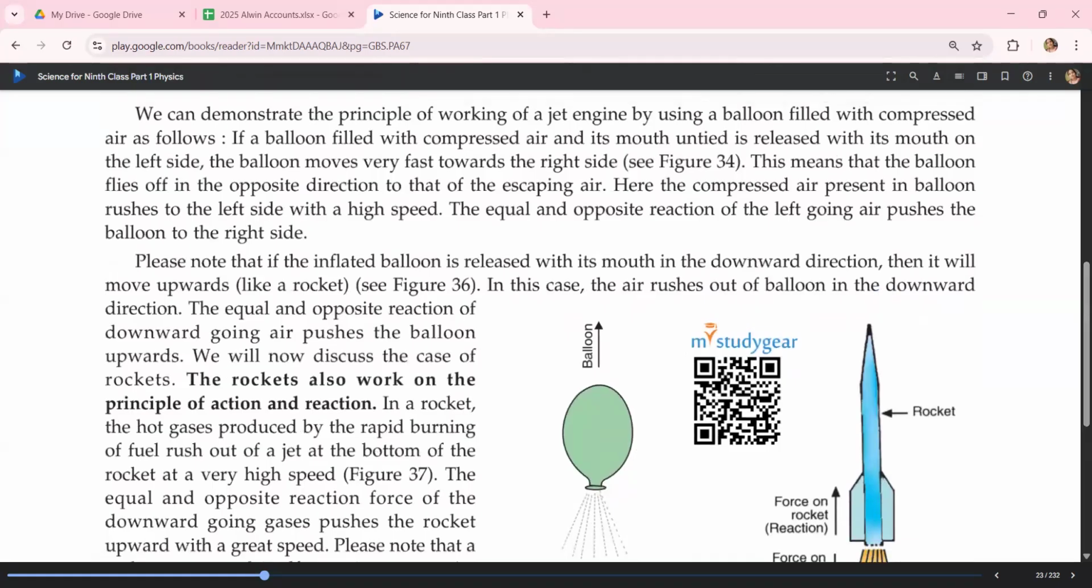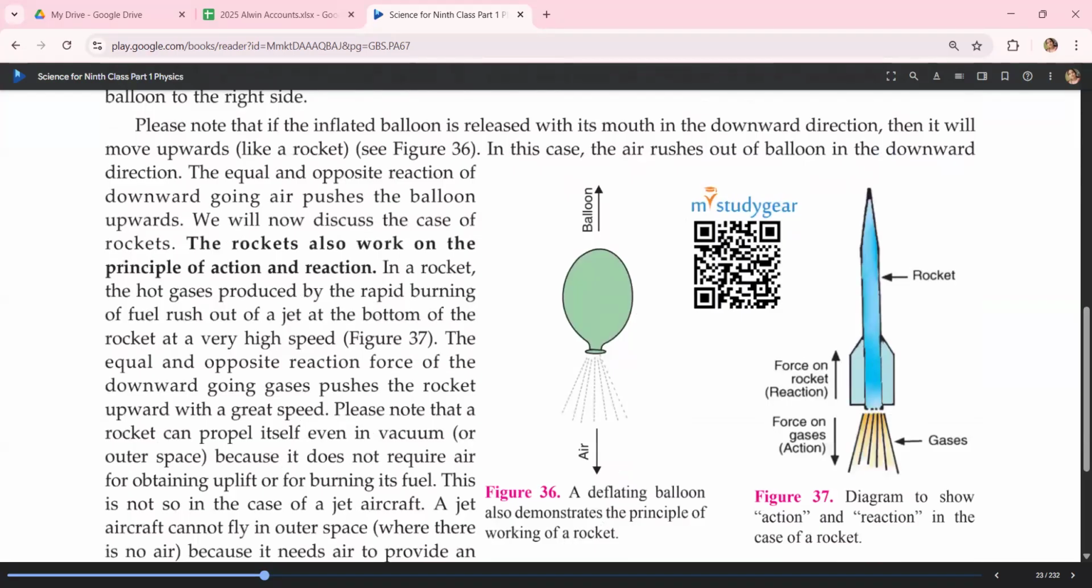See, the same can be explained with a deflating balloon. The balloon that you have set free with its mouth open, the air is rushing downwards in high volumes with great force, and the ground is pushing it upwards, just like the rockets. Understood? So please note that if the inflated balloon is released with its mouth in the downward direction, it will move upwards like a rocket. In this case, air rushes out of the balloon in the downward direction. The equal and opposite reaction of the downward going air pushes the balloon upwards. The rockets also work on the same principle of action and reaction.